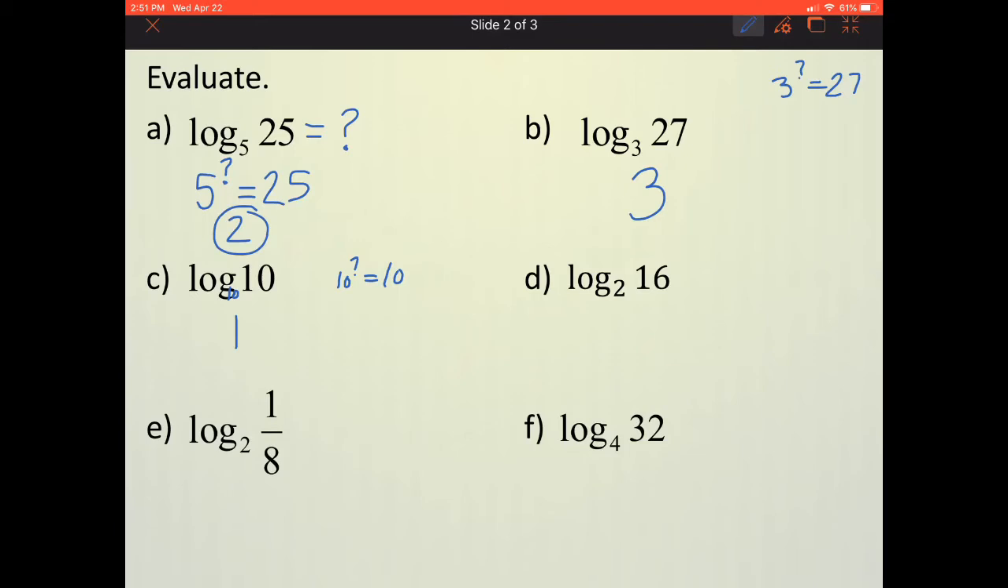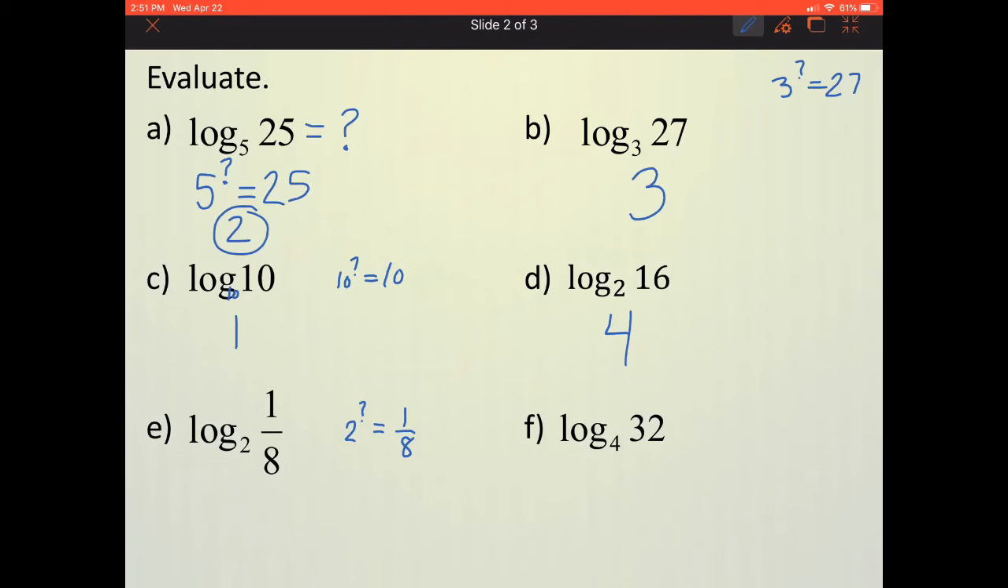Maybe you know it, maybe you don't, maybe you can just play around in your calculator and try different numbers. And we'll find, or maybe we know, that 2 to the 4th power is 16. All right, so let's look at example E. I'm looking to figure out 2 to what power is 1/8. Well, I don't know if I know that in my head. I know 2 to the 3rd power is 8, but I'm trying to get 1/8.